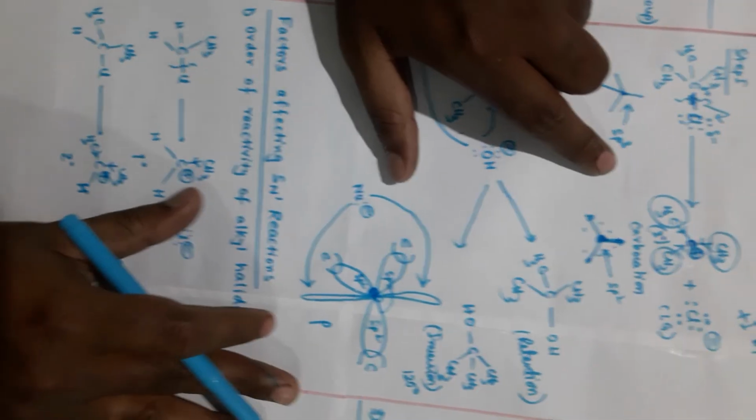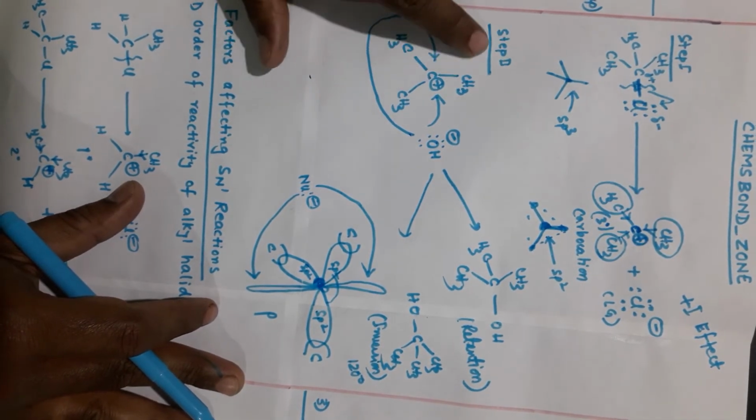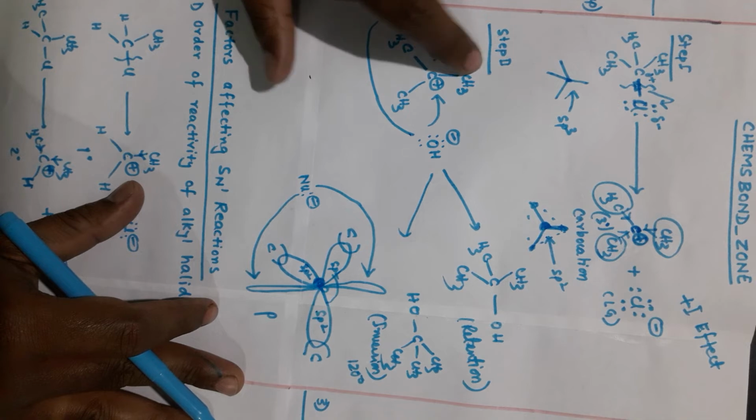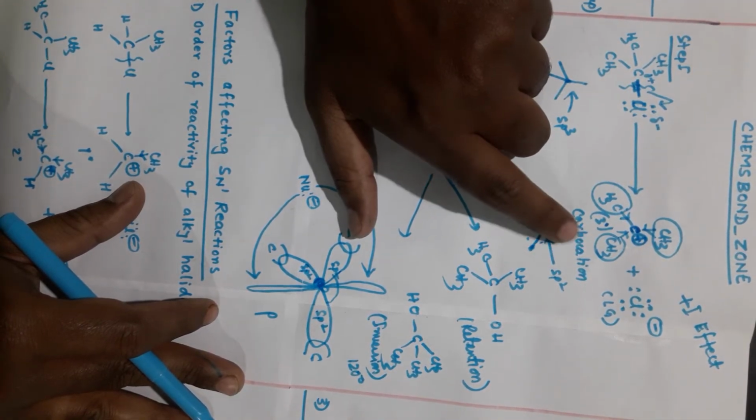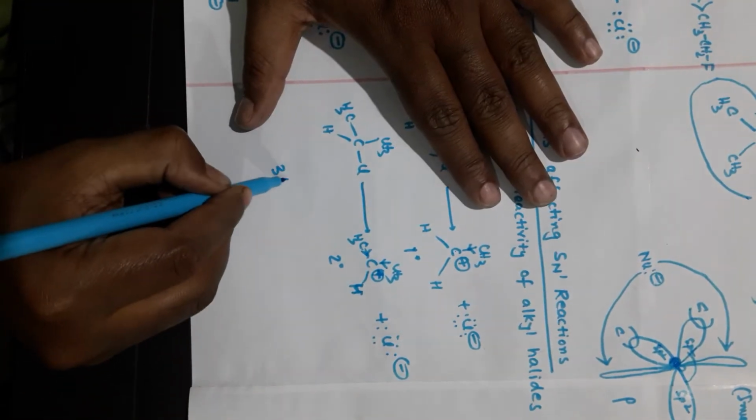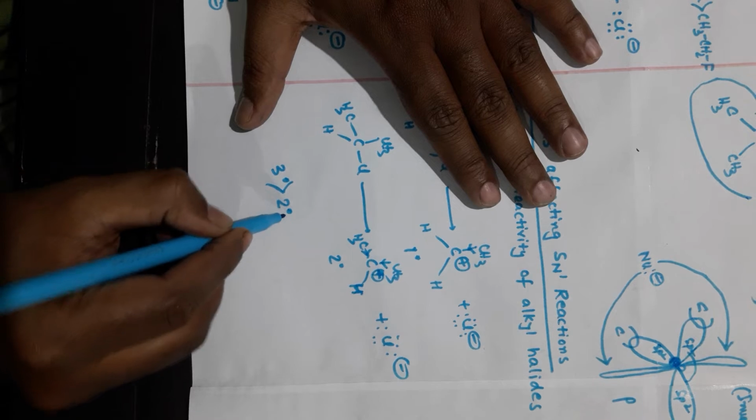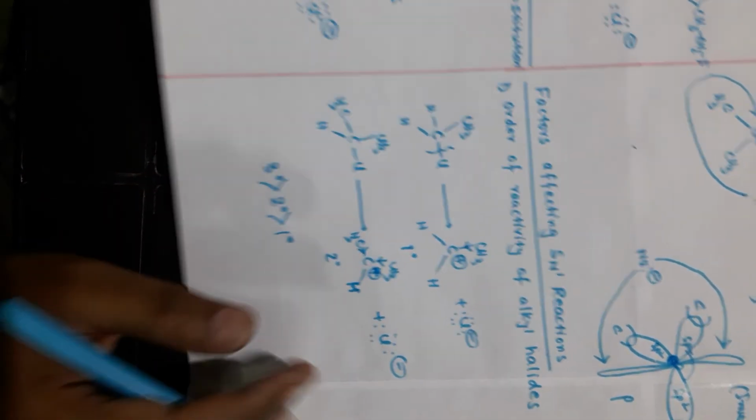So therefore we can tell that tertiary alkyl halides will show SN1 reactions with higher reactivity because they will give a carbocation which is the most stable. Got it? So this is the order: tertiary alkyl halide greater than secondary alkyl halide, then primary alkyl halide. This is the order of reactivity. Let us go for the next point.